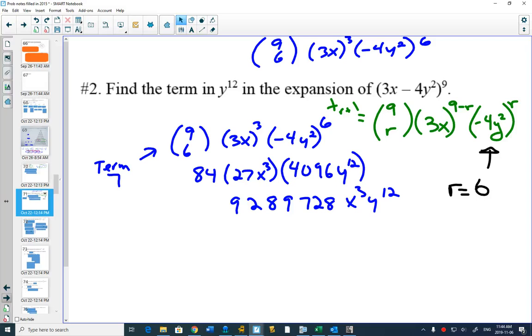So these questions that say find the term containing y to the 12th or in y to the 12th in the expansion, these are a little bit more complicated because we have to find the r value first to help us find out which term it is. This one was easy because there was only one place where there was a y.